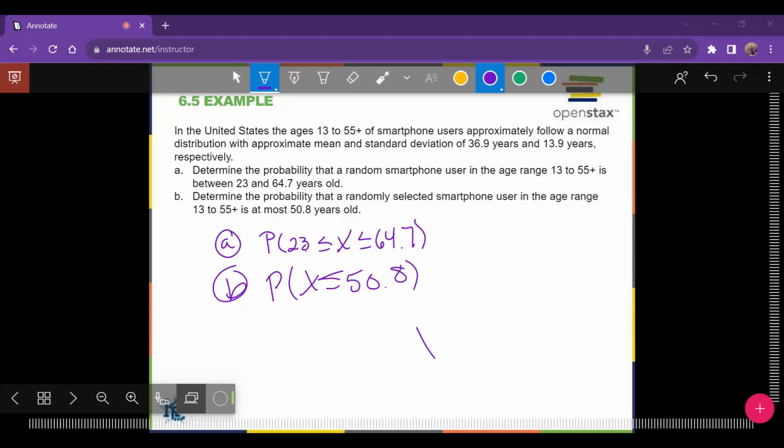For normal distribution here, this is less than or equal to. So we're just going to use the plain normal distribution command with 50.8 as our top value. Same mean, same standard deviation. And again, always true for normal distribution. So that's 0.8413.